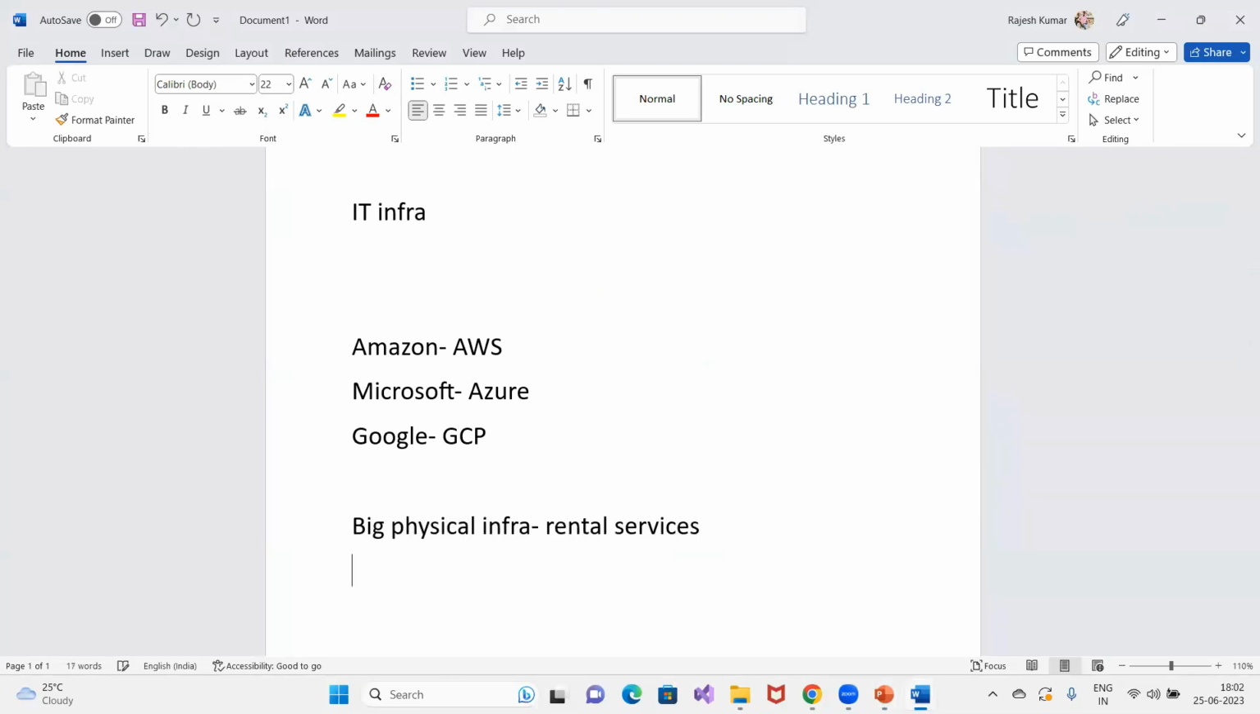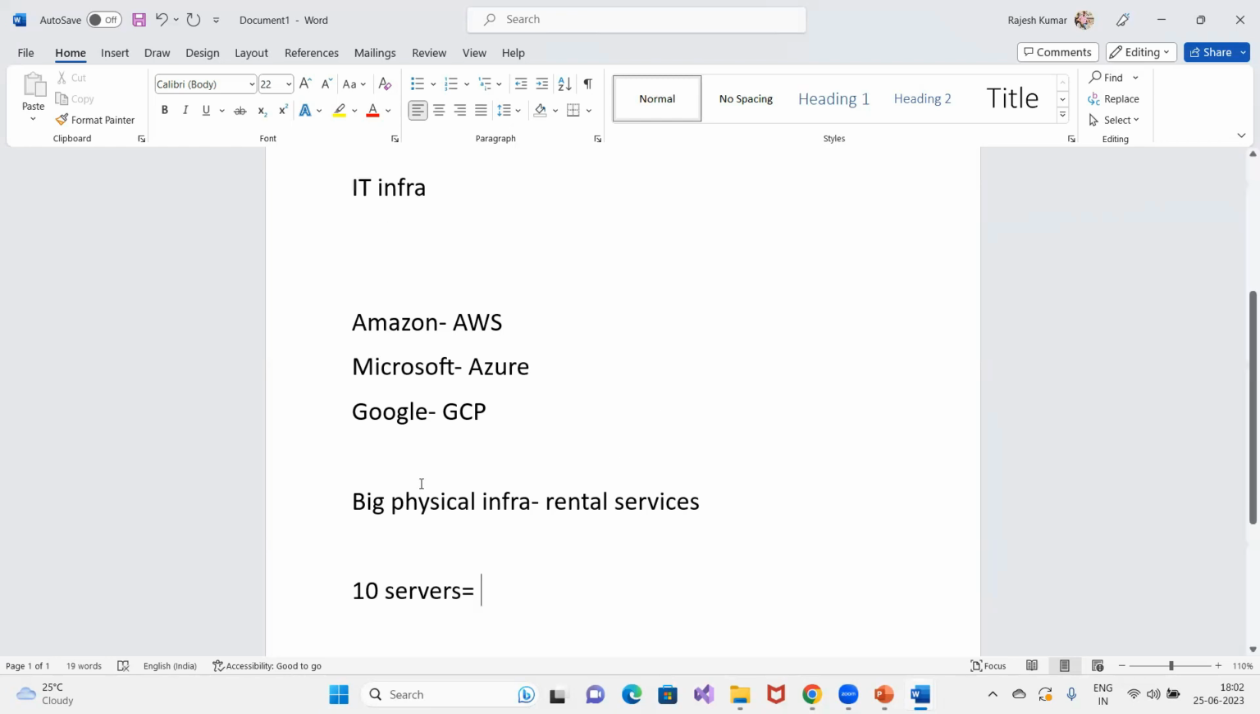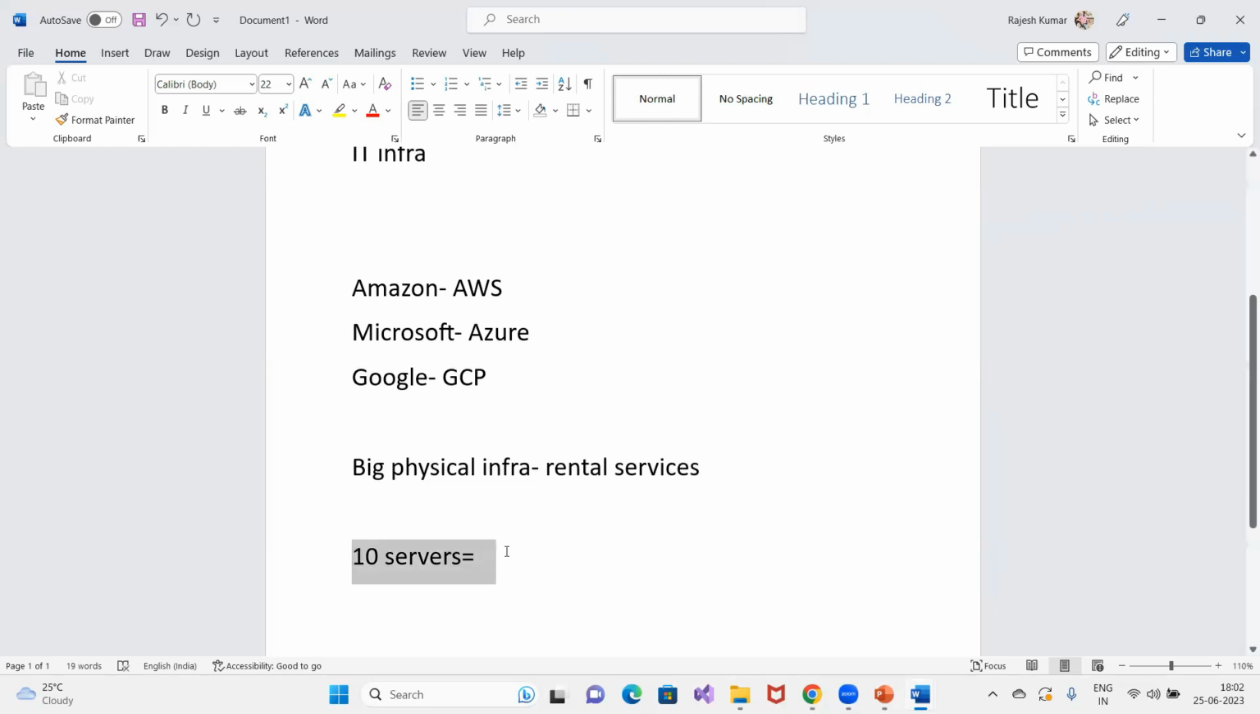They are giving you the services on rent. If you need 10 servers, you don't need to set them up in your own company. You don't need to purchase any physical servers. You don't need to buy any network devices. If you need any storage, you don't need to buy it. You can simply go to these cloud service providers. If you prefer AWS, you can go to AWS. If you prefer Azure, you can go to Azure. And you can take the services on rent.